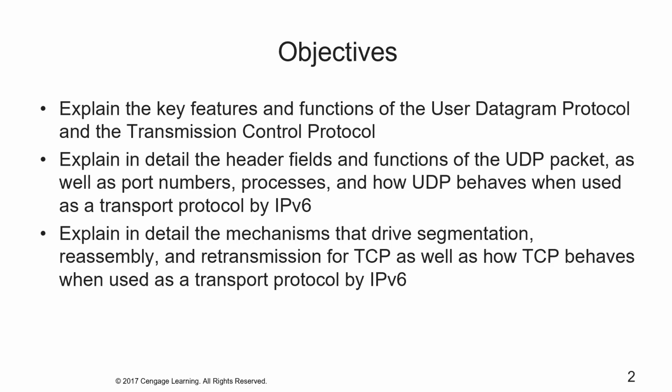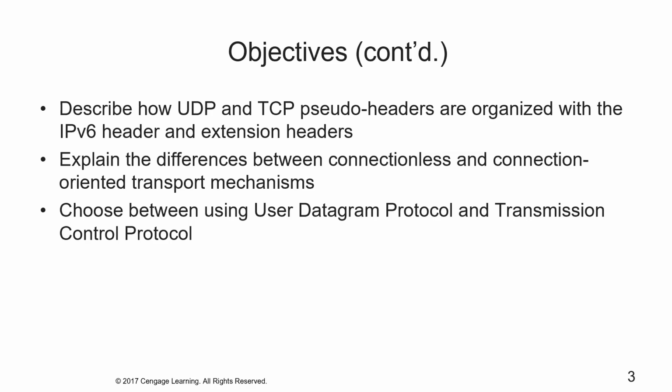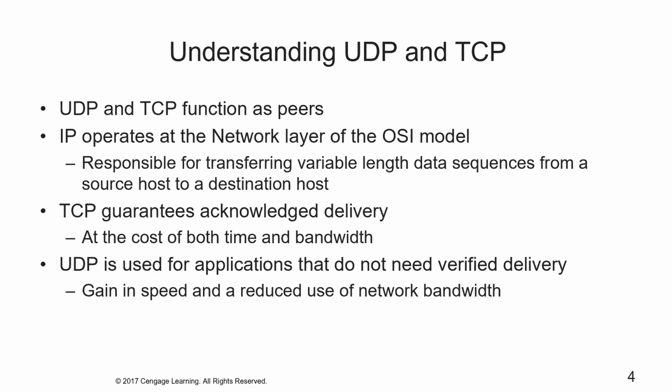We're going to explain in detail the mechanisms that drive segmentation, reassembly, and retransmission for TCP, as well as how TCP behaves when used as a transport protocol by IPv6. We're going to describe how UDP and TCP pseudo-headers are organized with the IPv6 header and extension headers. We're going to discuss the differences between connectionless and connection-oriented transport mechanisms. And we're going to learn how to choose between using UDP and TCP.